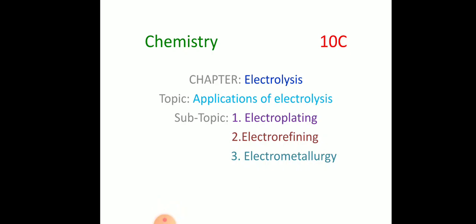Today you are going to see the topic applications of electrolysis. In this topic, we'll see where the electrolysis process is applied. Basically, we need to discuss three applications. The first one is electroplating, the second one electrorefining, and the third one electrometallurgy. So we need to discuss these three applications of electrolysis. First we'll discuss electroplating.